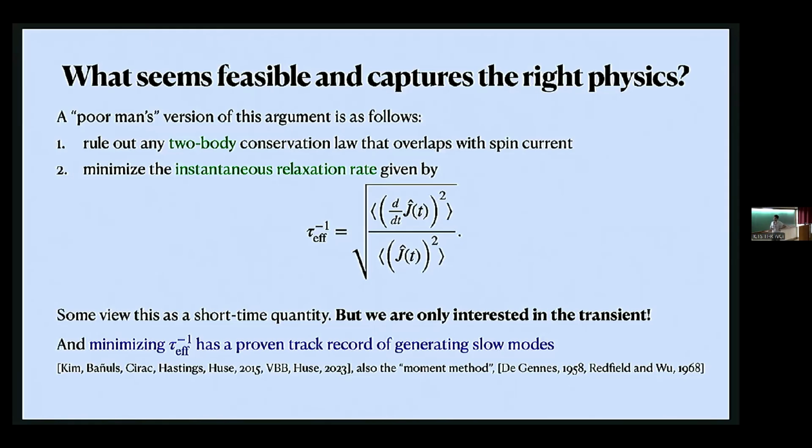A referee for one of these papers pointed out that this has antecedents in the literature. It used to be called the moment method, but these authors were trying to estimate the spin diffusion constant by doing this calculation. And we're not trying to do that. We're really interested in the short-time dynamics.